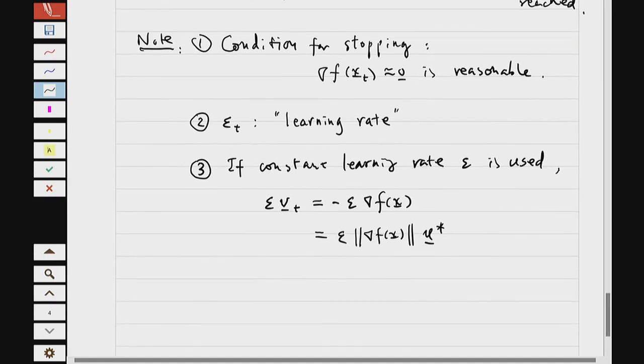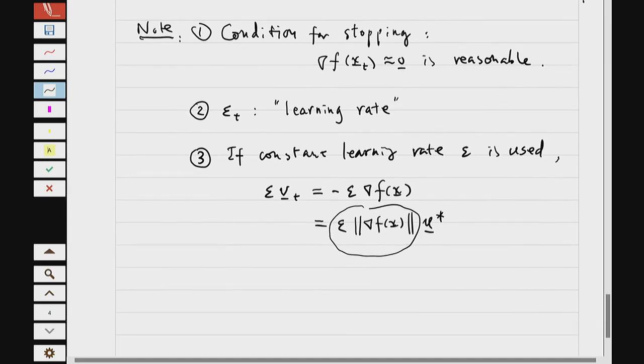So remember, the U is a unit norm vector, it only represents the direction. So anything in front of it will be your real step size in that direction. So you notice that now your step size actually includes the norm of the gradient.